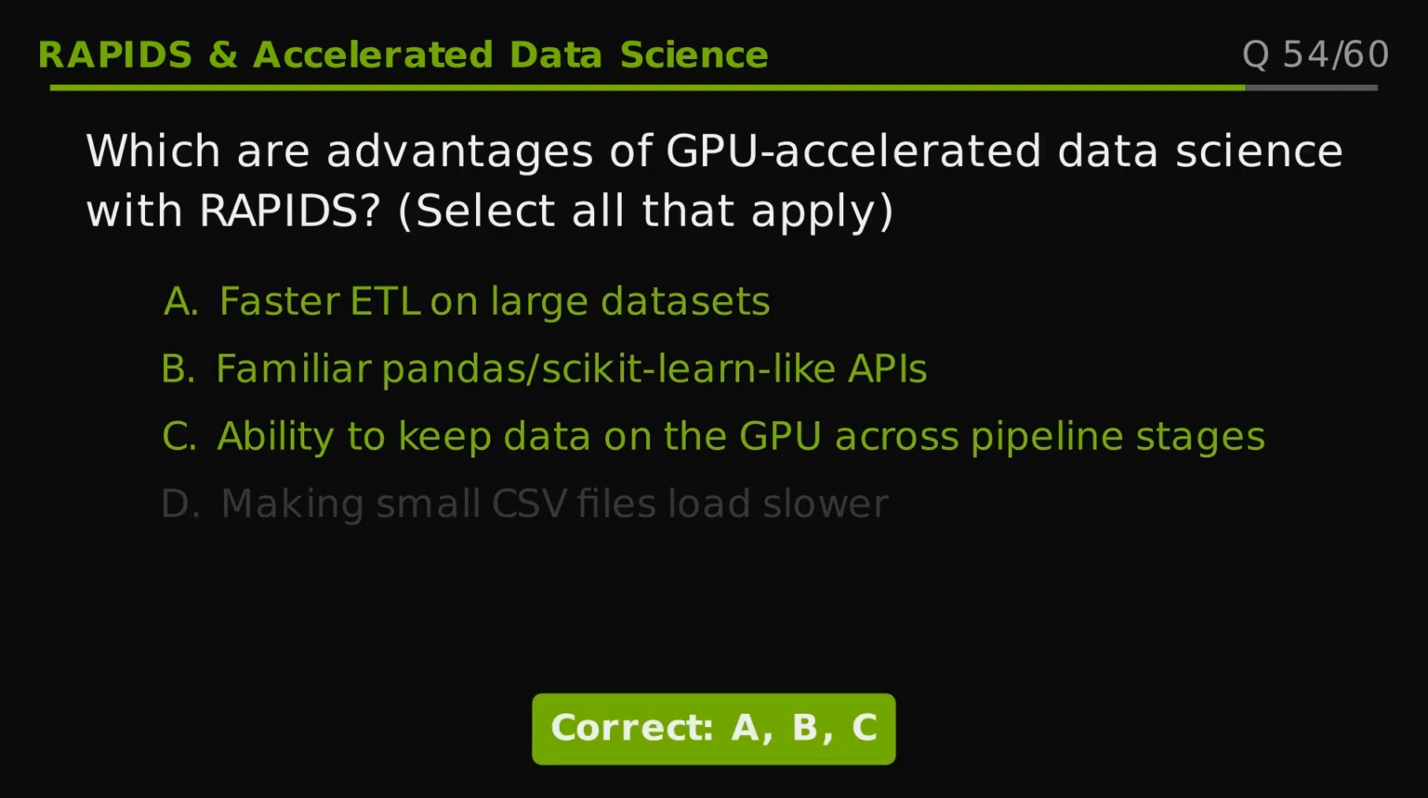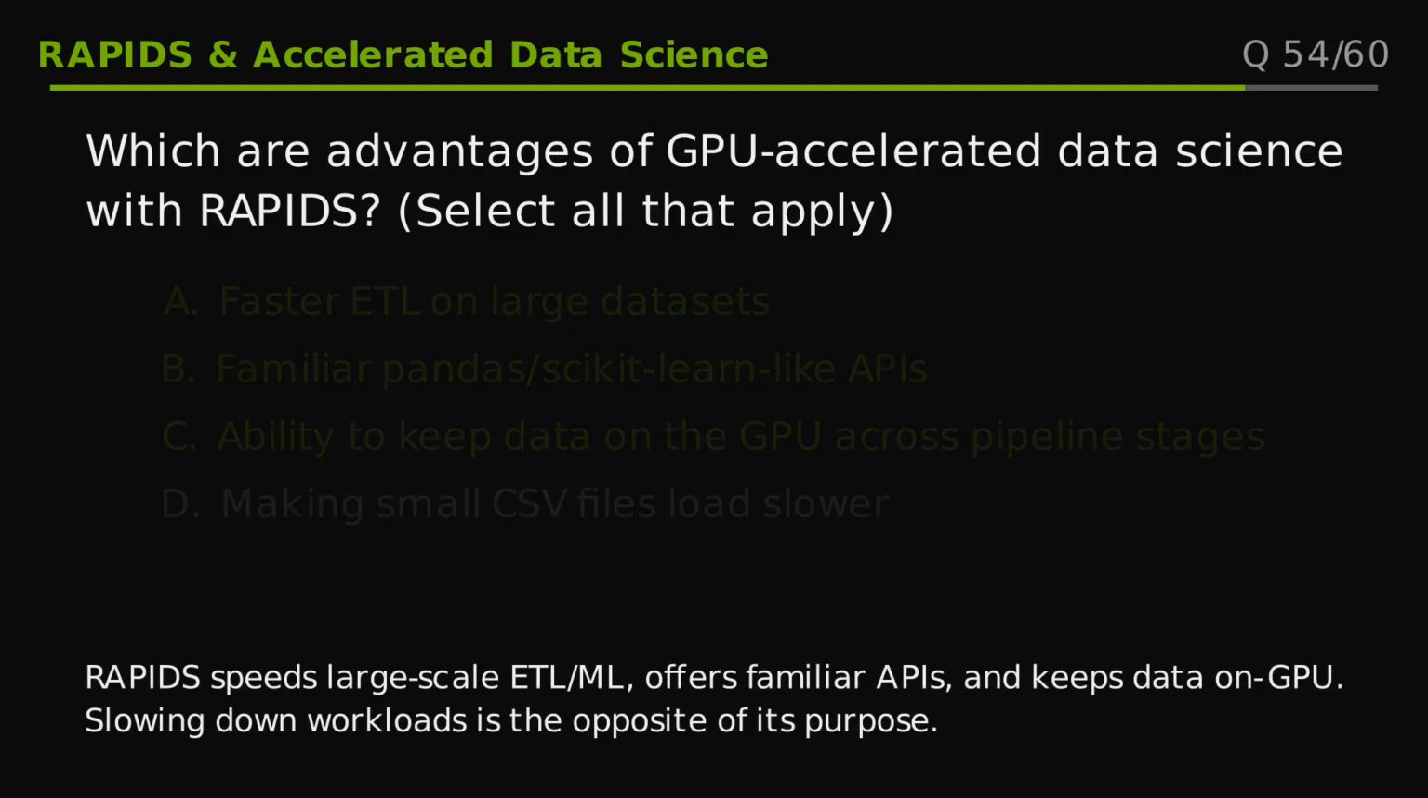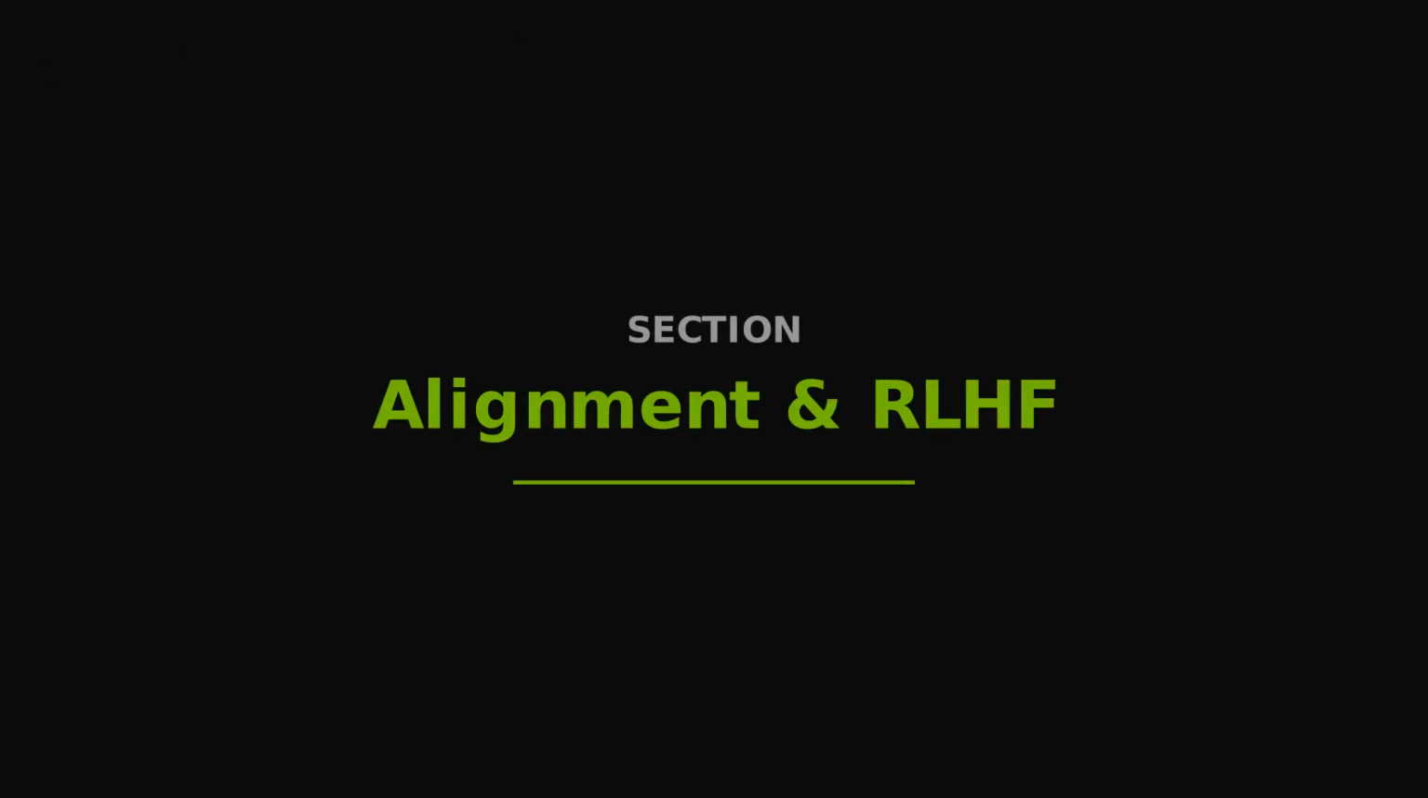The correct answers are A, B, and C. NVIDIA speeds large-scale ETL, offers familiar APIs, and keeps data on the GPU. Slowing down workloads is the opposite of its purpose. Next section. Alignment and RLHF.